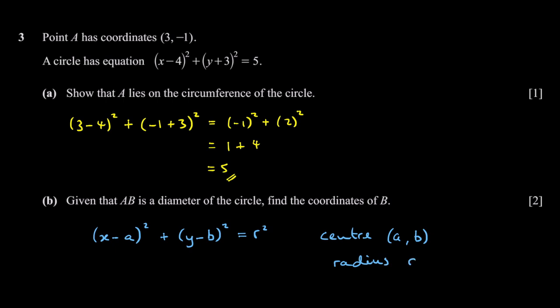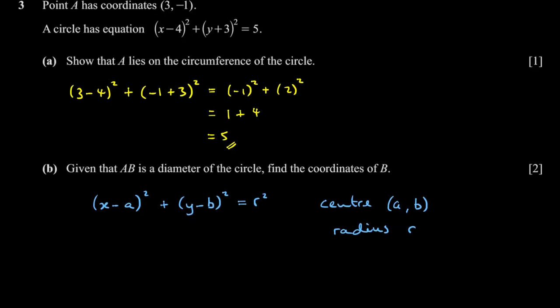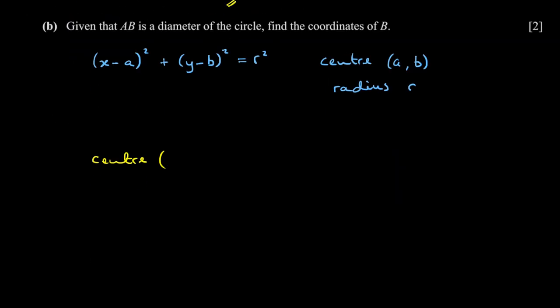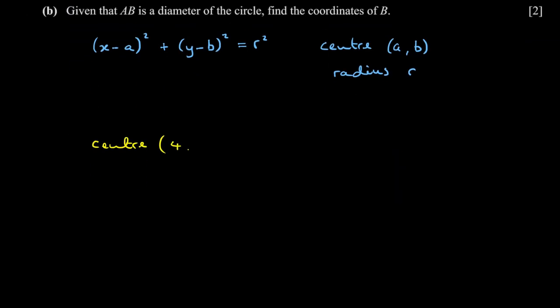So if we were to look at our circle here, we know that the center of the circle has got to be at the coordinates (4, -3), because it's like y minus minus 3. And the radius of the circle is the square root of 5. So we've got a circle where the center is the coordinate (4, -3), and which has a radius equal to root 5.